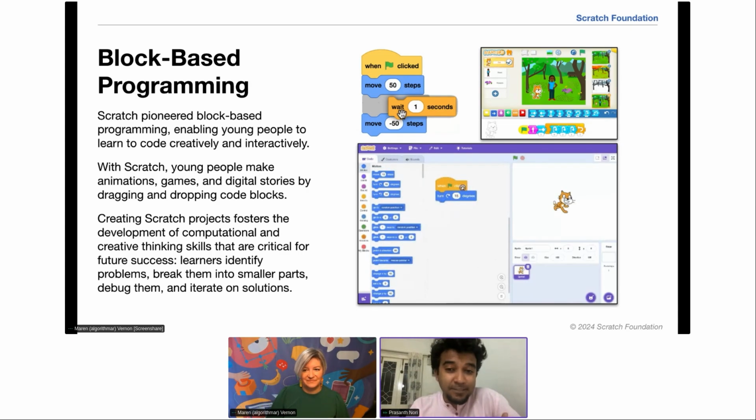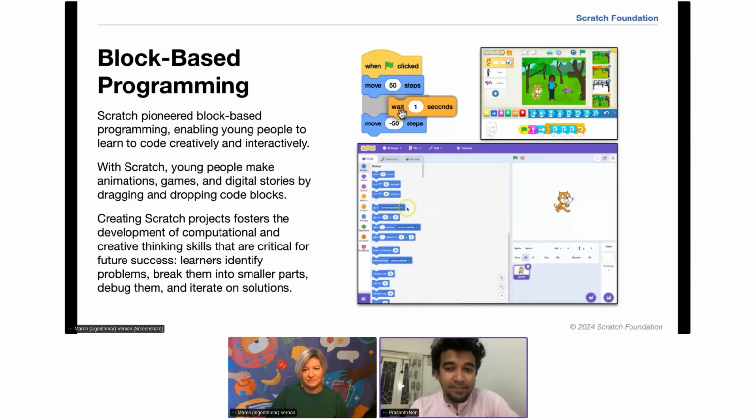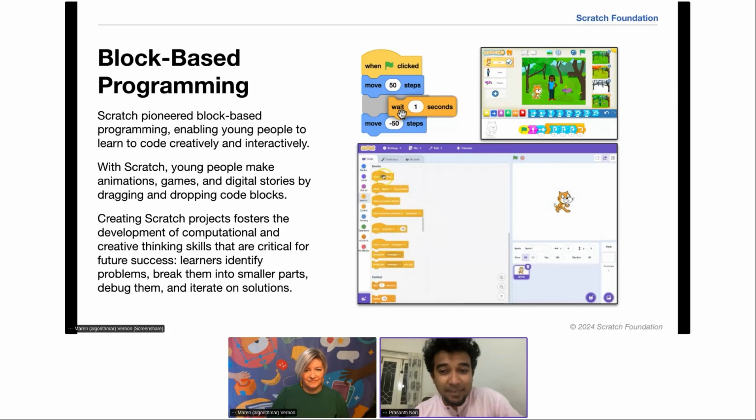And creating these projects fosters development of some really important skills like computational thinking, creative thinking. And we believe that these are very essential for children to succeed in their lives and in their careers. And in particular, we're very excited about some skills like identifying problems, breaking them into smaller parts, debugging and iterating on solutions. And so, on the Scratch and Scratch Junior platforms, young people often create projects about things that relate to their passions and interests.